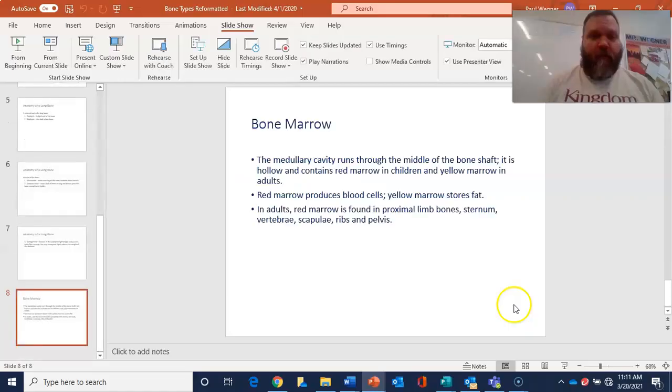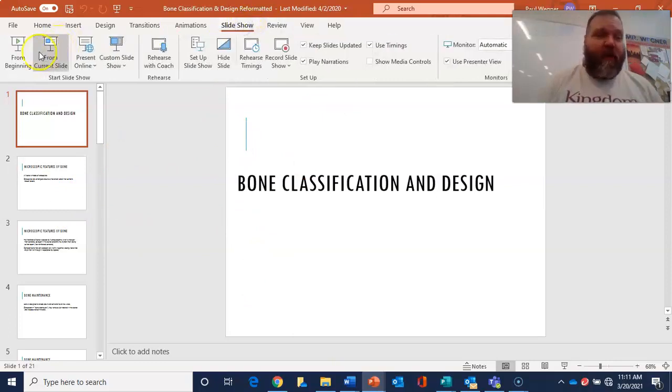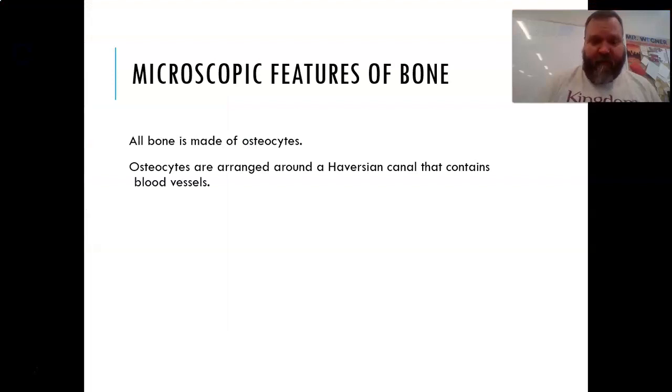All right, and let's also pull up, while we're at it, our next notes, which are going to talk about joints. Bone classification and design. Did we do that one? That's the one we're talking about now. This is also going to be joints as well. Bone classification and design. Let's do that.